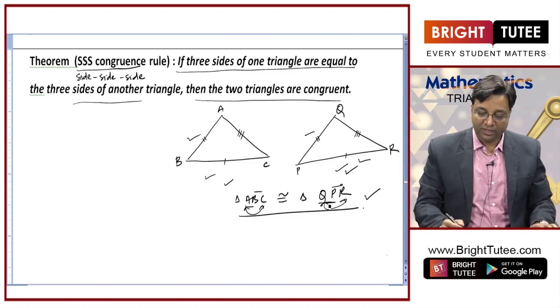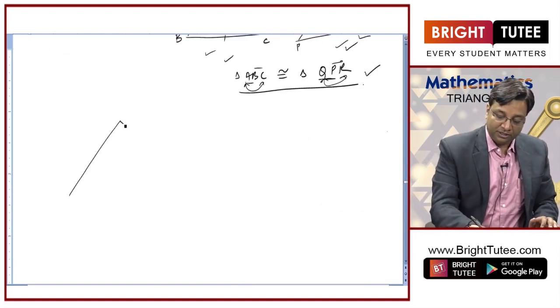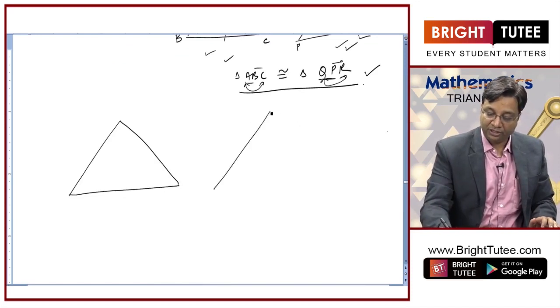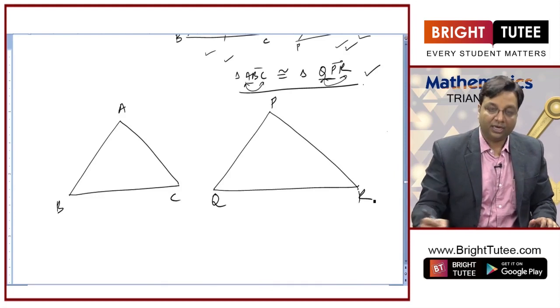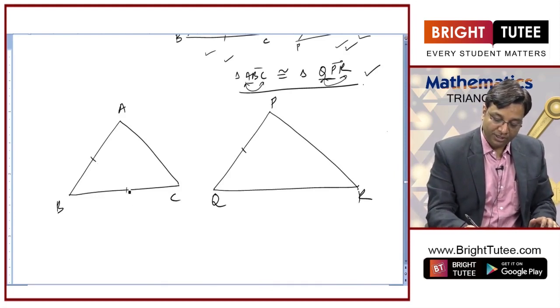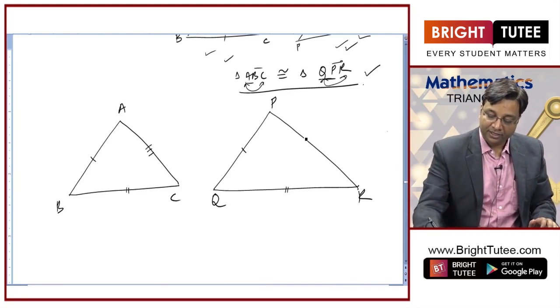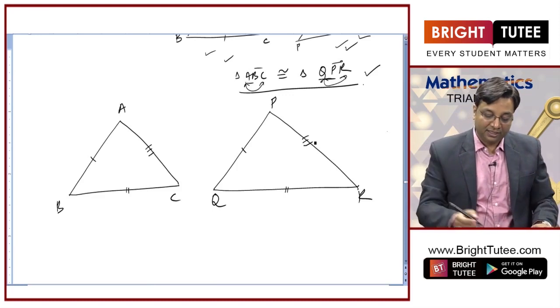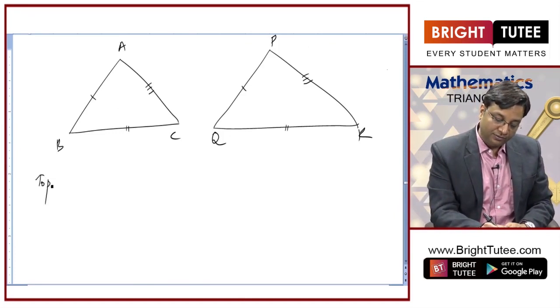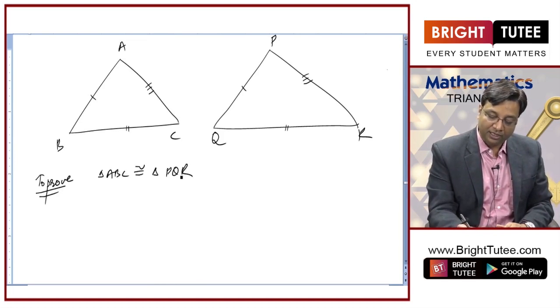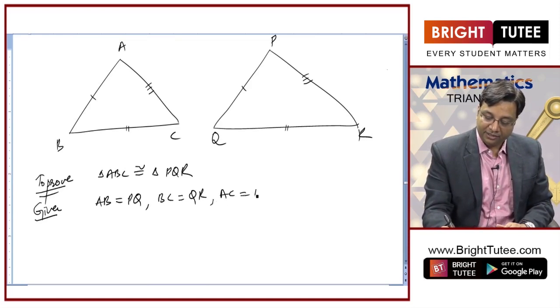So now let us prove it using some construction. Let us say we have these two triangles ABC and PQR, and AB is equal to PQ, BC is equal to QR, and AC is equal to PR, and now we need to prove that triangle ABC is congruent to triangle PQR. What is given in this question is that all three sides are equal. So AB is equal to PQ, BC is equal to QR, and AC is equal to PR.